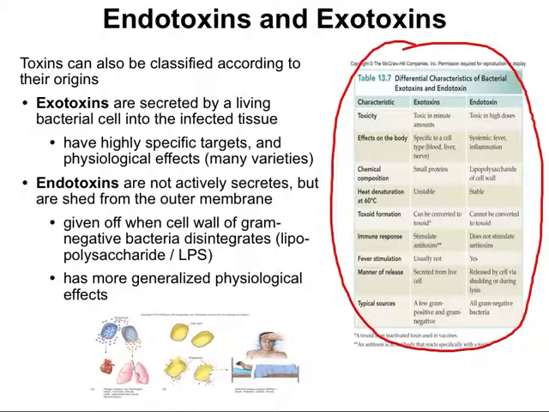Now, endotoxins are not actively secreted, but they are shed from the outer membrane. They're given off when the cell wall of a gram-negative bacteria disintegrates. As this disintegrates, the lipopolysaccharide in this membrane is released into the system, and thus it causes a more generalized physiological effect. There is only one endotoxin, and it is lipopolysaccharide. You may recall lipopolysaccharide is part of the outer cell membrane in gram-negative cell walls.